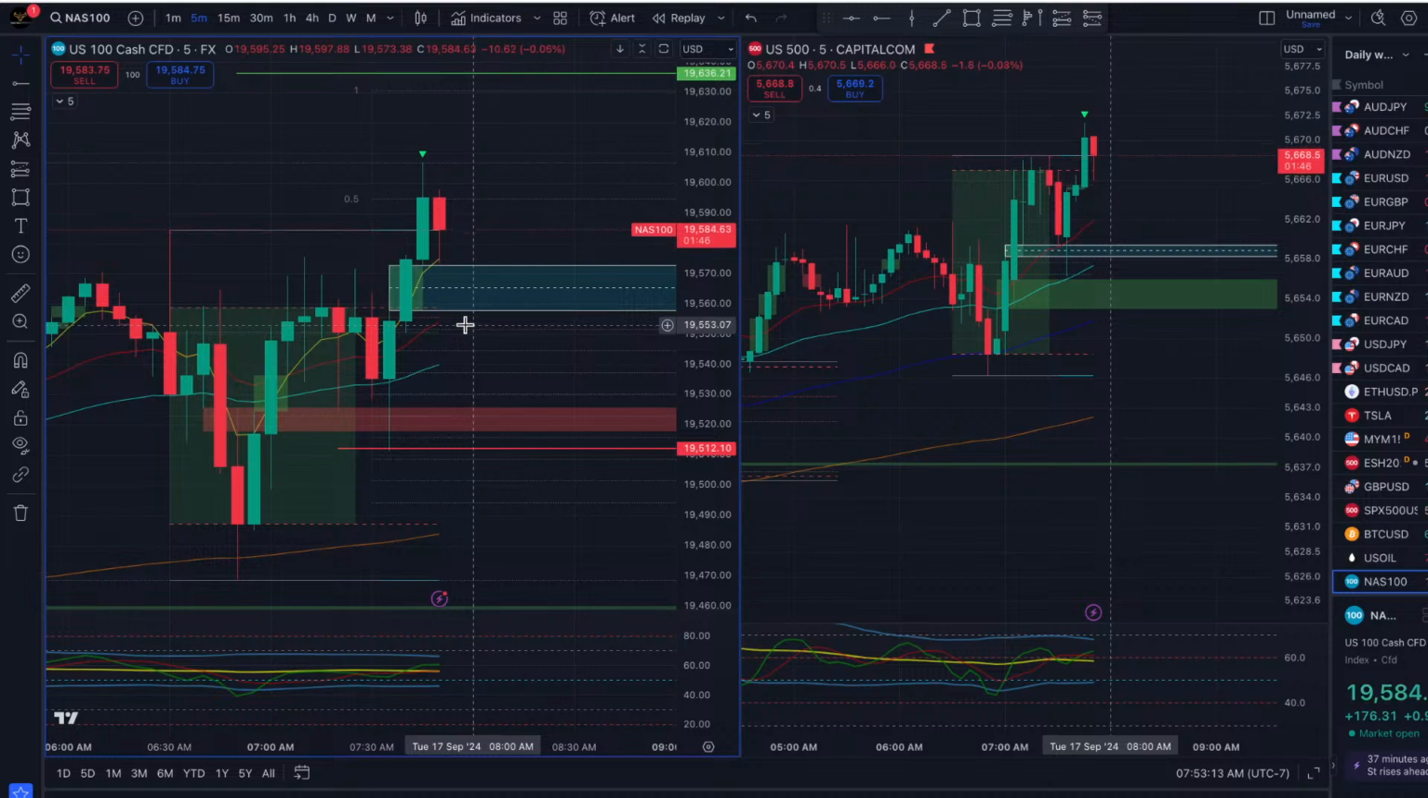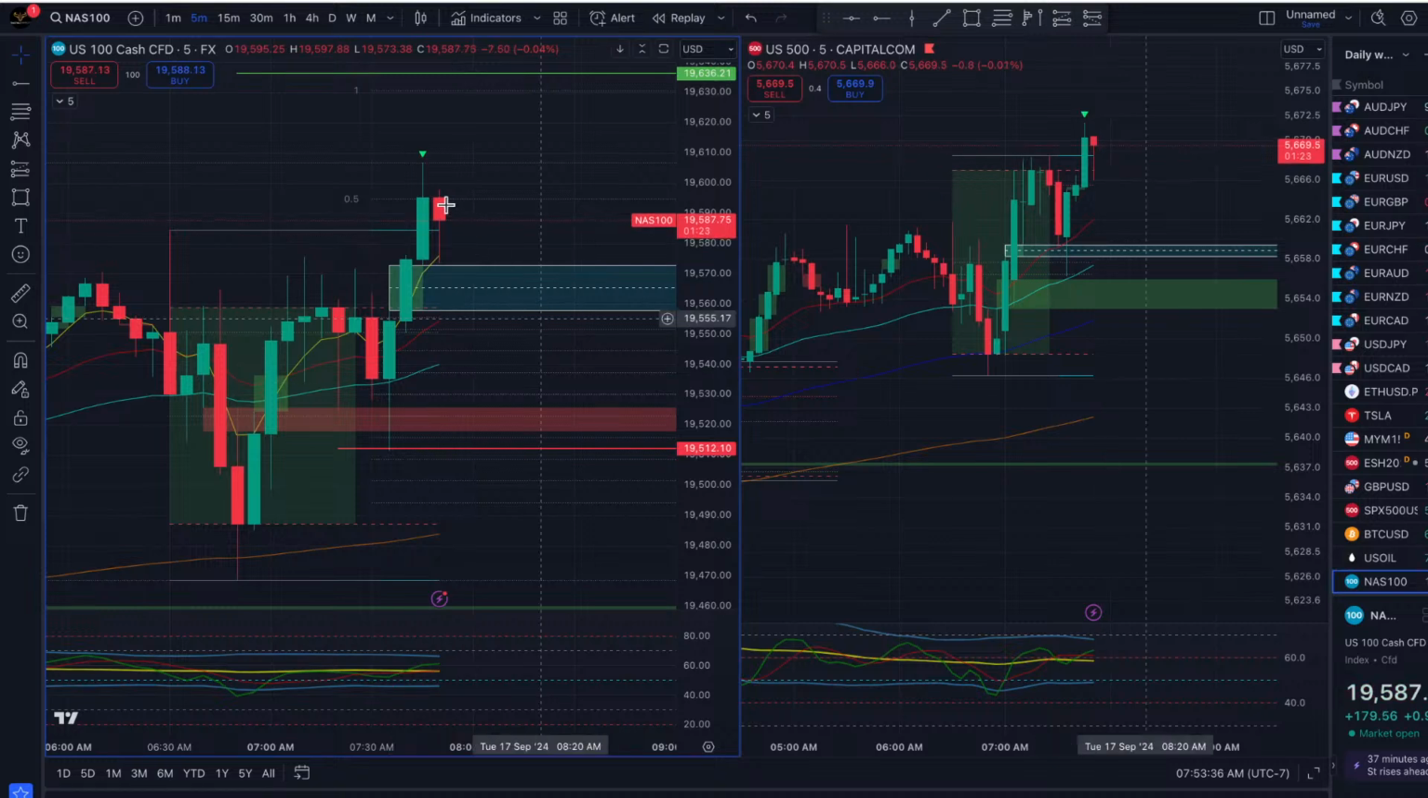7 minutes away from 11 o'clock. Now we did retrace back into the dealing range right here, marked out by the gray line.